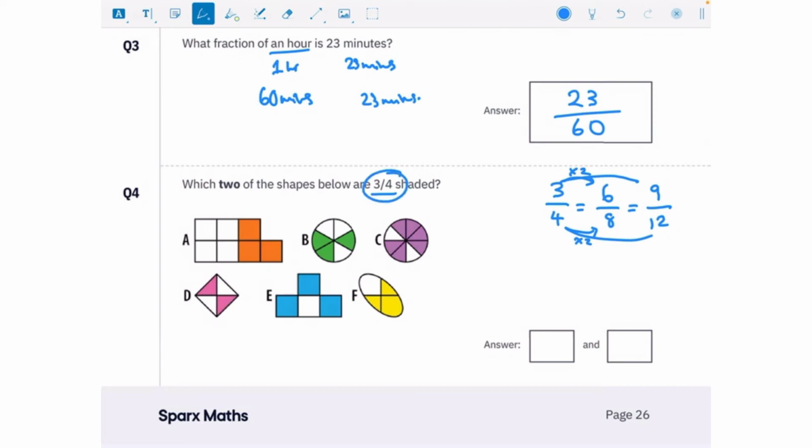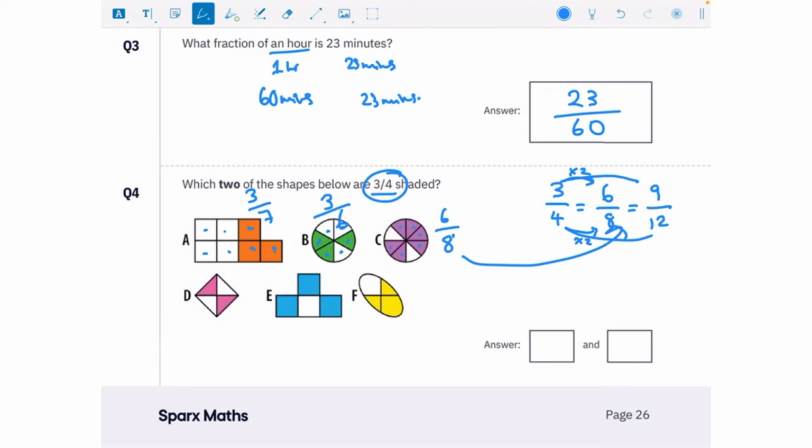So A has 1, 2, 3 shaded out of 1, 2, 3, 4, 5, 6, 7. Now that is not the same as 3/4. B has 1, 2, 3 shaded out of 1, 2, 3, 4, 5, 6. That's not the same as 3/4. C has 1, 2, 3, 4, 5, 6 shaded out of 8. And we can see that that is the same as 3/4.